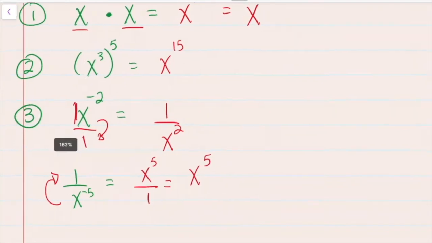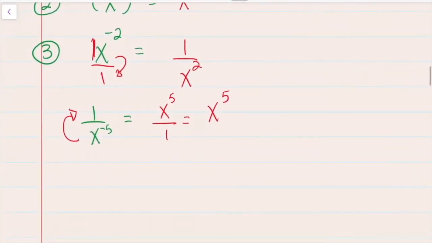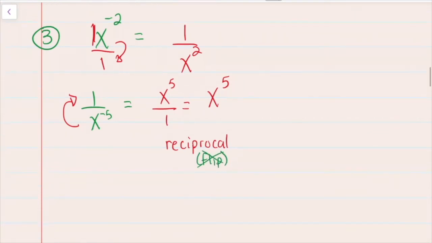Now, a common mistake, pay attention, guys. A common mistake you guys say is, oh, what we do here is called, actually, Mr. Milano, it's called a reciprocal. And that's not true. It is not true, watch out. Because a reciprocal means you flip everything. And we are not flipping. What we're doing is we move whatever has a negative exponent to the other side, whether it's up or down.